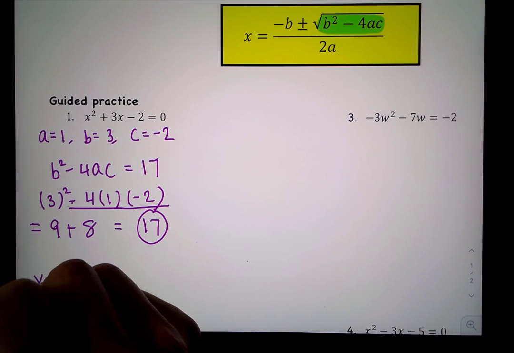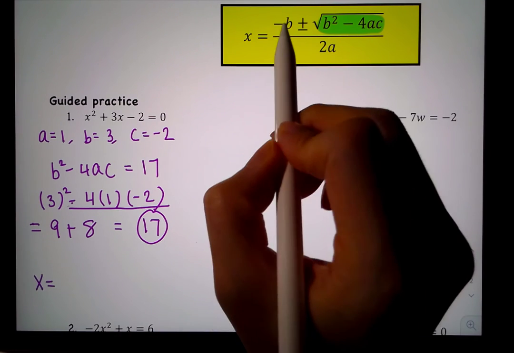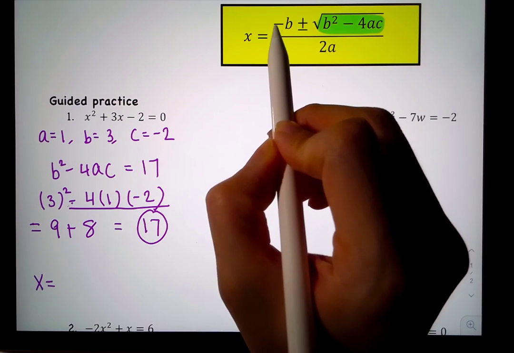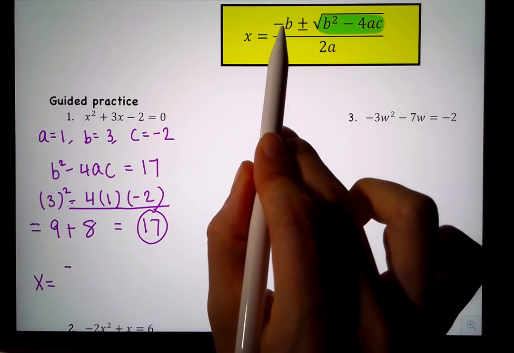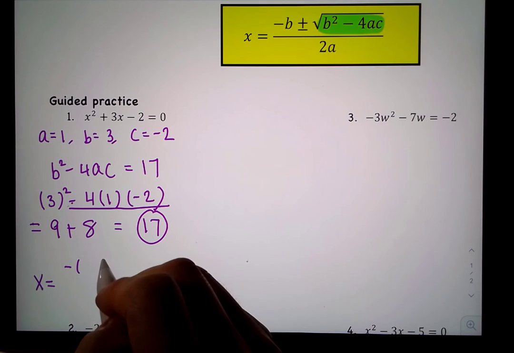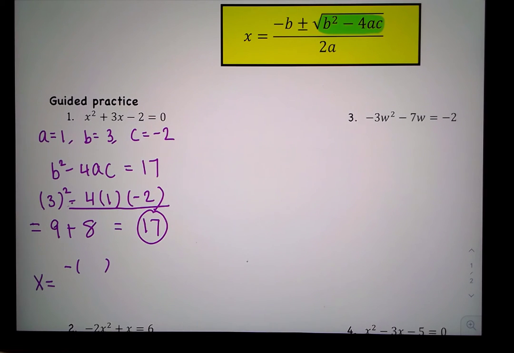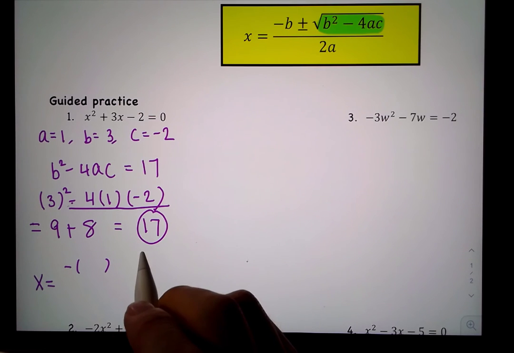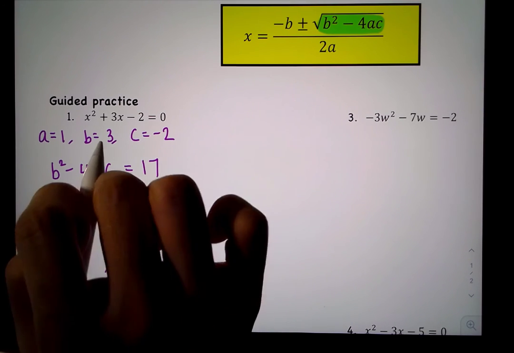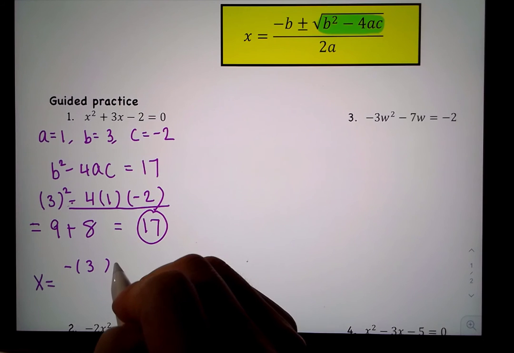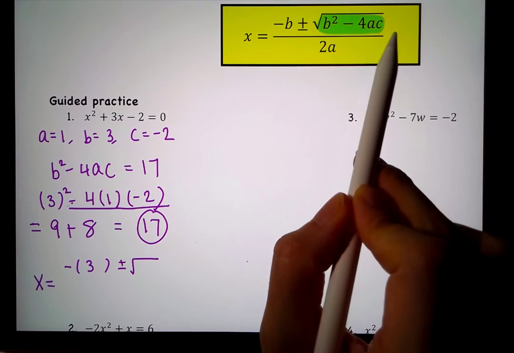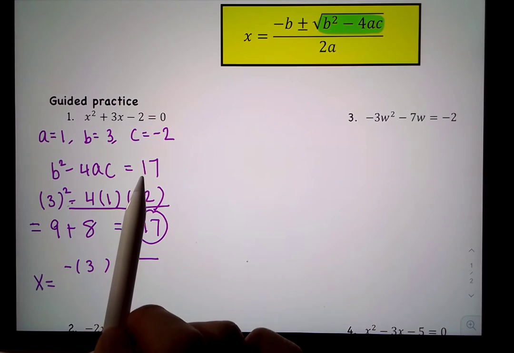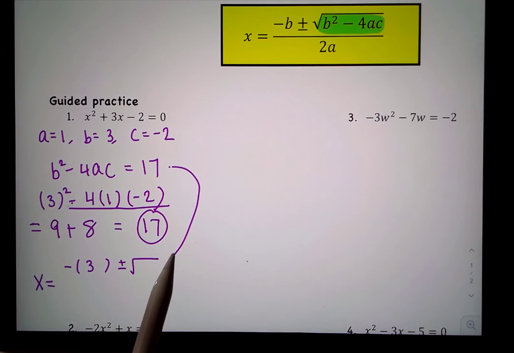So x equals, right? Do you see this negative? That's extra negative sign, right? So put negative here, and instead of b, what do you put? So don't forget parentheses, guys. Always when you substitute a number to the formula, then you need a parenthesis, right? So my b is 3, so you put 3 here, plus minus square root of, we already calculate this part, b squared minus 4ac, that was 17. So I'm gonna put 17 over here.